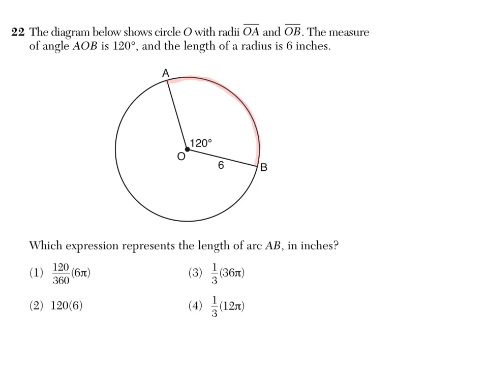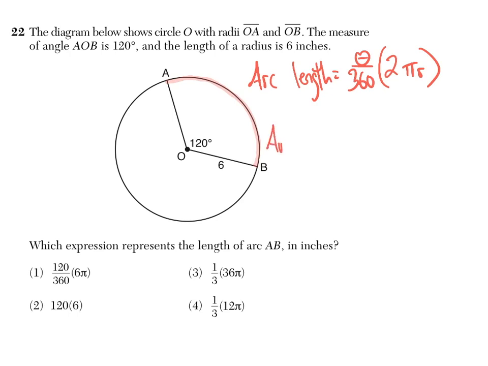And I remember that the formula for arc length is equal to theta over 360 times 2 pi r. And so what we're going to need to do is plug in the values so we can figure out what the arc length is. So the arc length is equal to how many degrees in this central angle. I can see that it's 120, so it's going to be 120 over 360 times 2 pi, and what's the radius? It's 6, right?